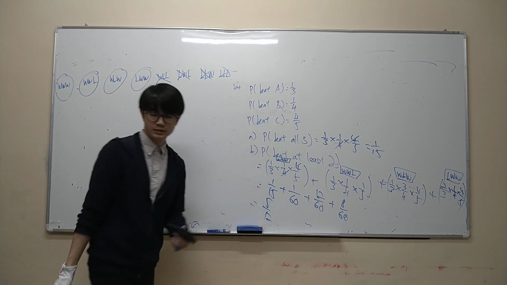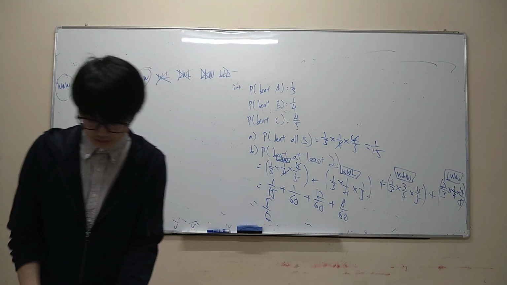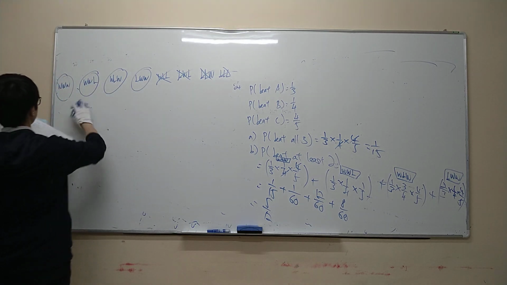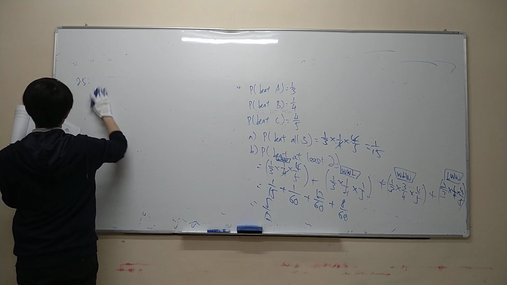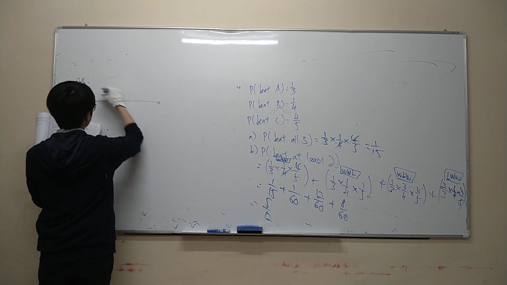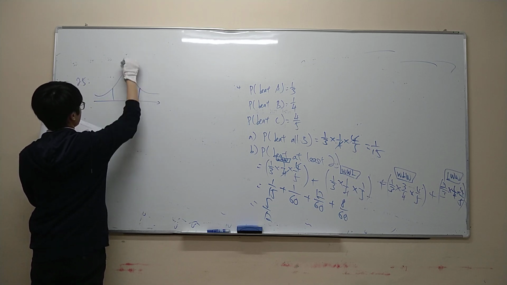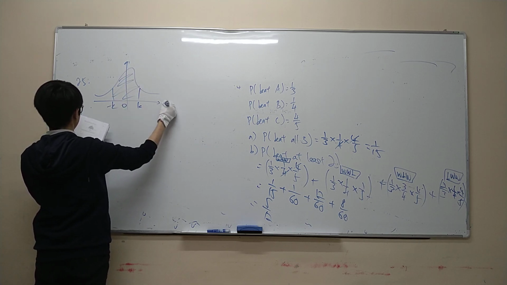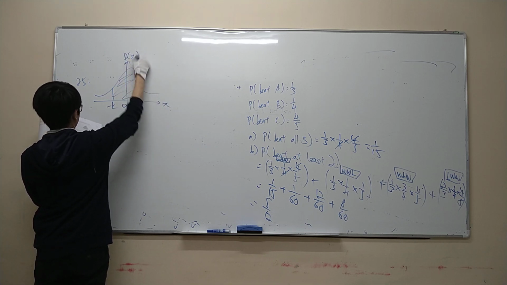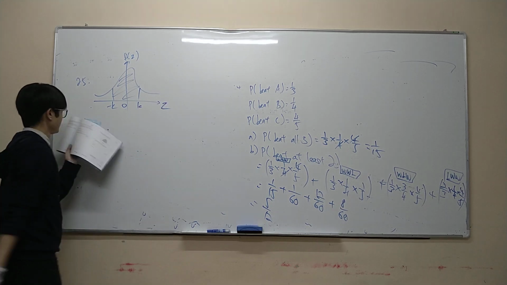5/12. Right? So next, 25. 25 is a distribution, right? So let's draw the diagram first. Okay, this diagram is like this. It's distribution negative k, 0, k. F z. Okay, this is not x, this is z.